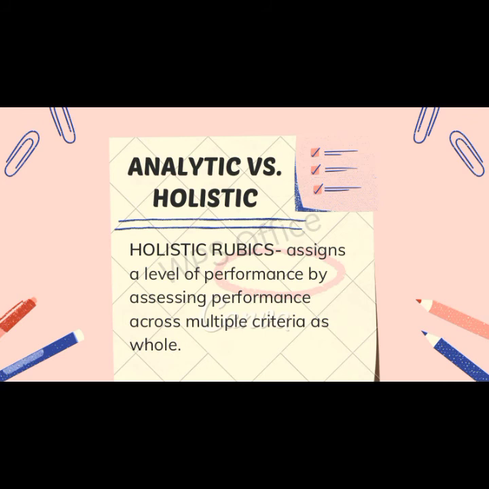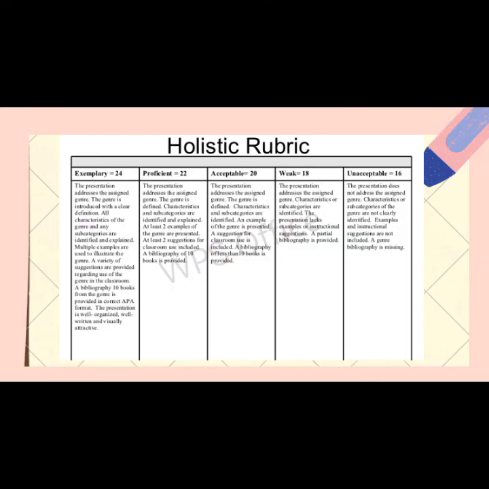When we say holistic rubrics, it does not list a separate level of performance for each criterion. Instead, it assigns a level of performance by assessing performance across multiple criteria as a whole. It is an assessment tool which assesses the performance or output of students in general aspects. This is an example of a holistic rubric.